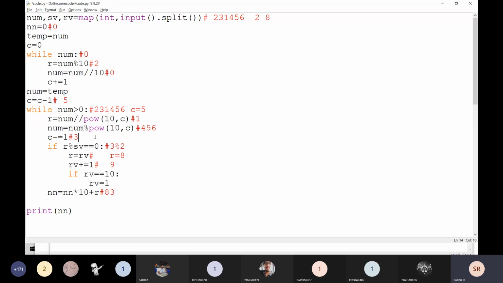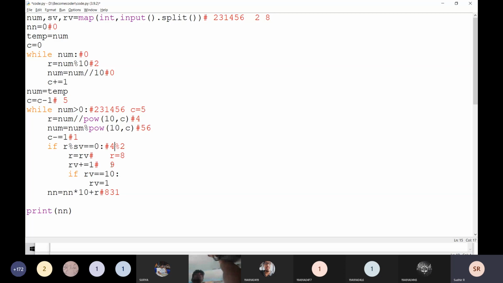Then it becomes 2. Now again it is checking, is 1 divisible by 2? No, 1 is not divisible by 2. Then coming here, 83 into 10 plus 1, then it is 831. Okay. Then the next value is going to be 4, and the remaining value is going to be 56 and this is going to be 1. Now it is 4, right? Is 4 divisible by 2 or not?